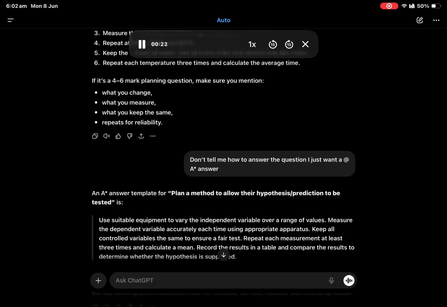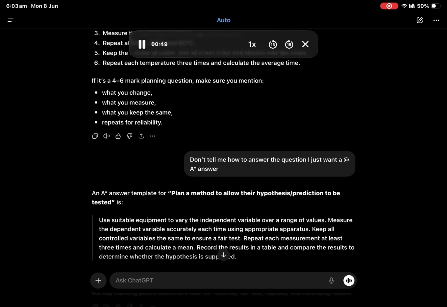Example, temperature and dissolving sugar. 1. Put 100 centimeters of water into a beaker. 2. Heat the water to 20 degrees Celsius and add 1 sugar cube. 3. Measure the time taken for the sugar to dissolve. 4. Repeat at 40, 60, and 80 degrees Celsius. 5. Keep the volume of water, size of sugar cube, and stirring rate the same. 6. Repeat each temperature 3 times and calculate the average time.